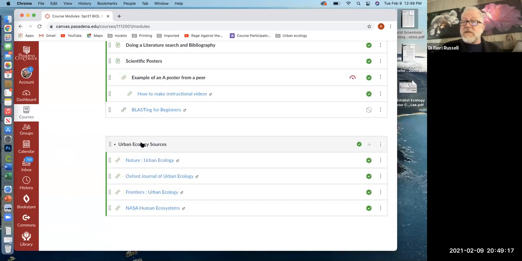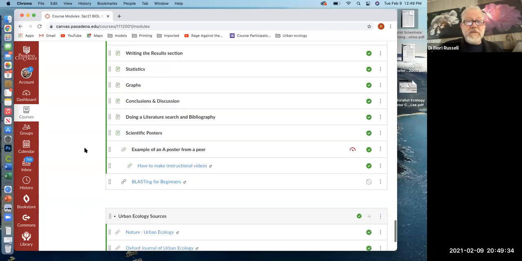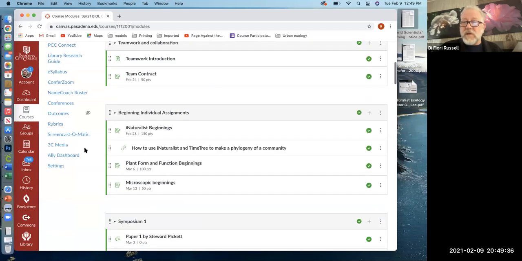And then at the very end, just so you know, I put a link to 4 different journals or sources of information about urban ecology. So if you're doing some research and you're trying to find stuff, it's a little hard because there aren't a lot. There's 4 different urban ecology websites there. Anyway, so that's how the course is structured.